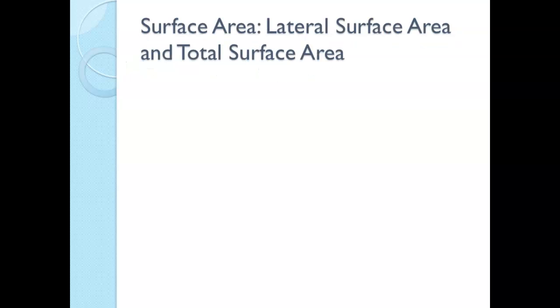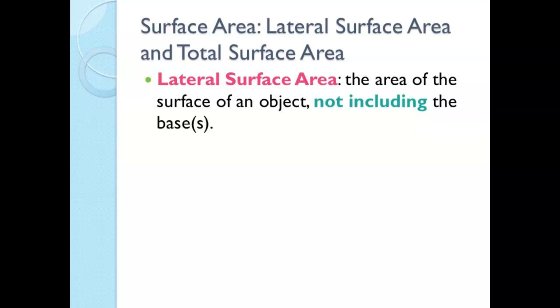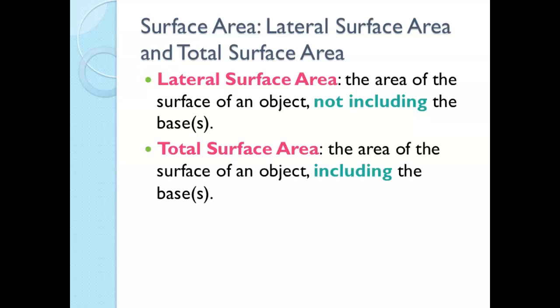There are two types. One is called lateral surface area, and the second is total surface area. So the lateral surface area is the area of the surface of an object, not including the base or bases. So if your object just has one base, then the lateral surface area is the area of everything other than that one base. If your object has two bases, then the lateral surface area is the area of everything other than those two bases. All right, and the second one is total surface area. This is the area of the surface of an object including the bases. So this is everything, the total surface area of that object.